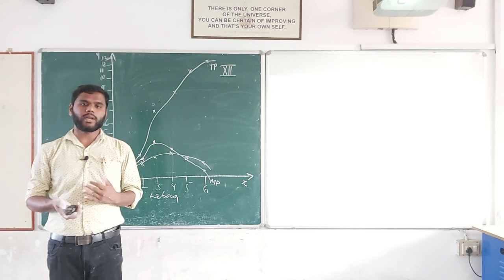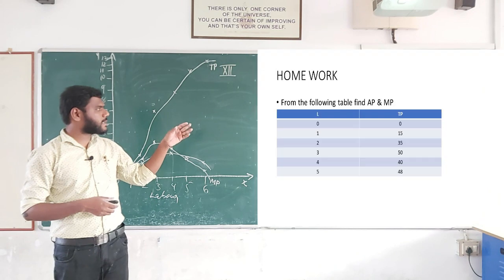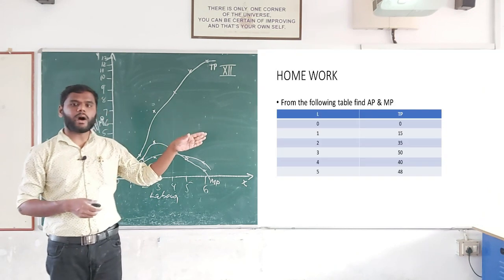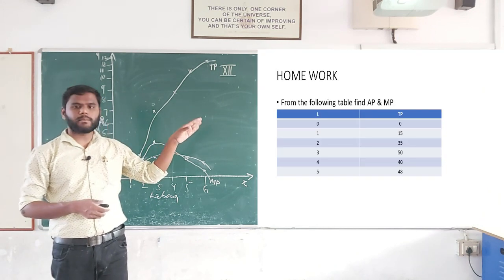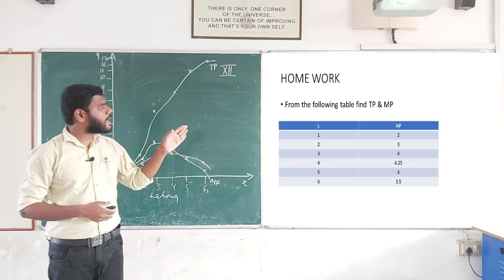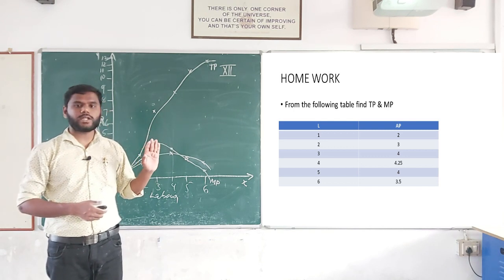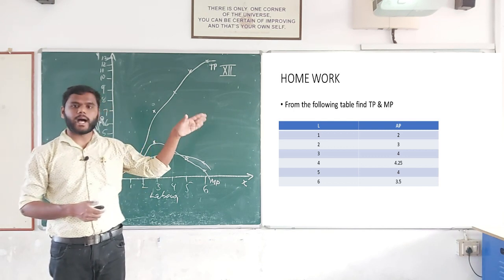If you have any doubt, you can contact me, and this is the homework for you. Here labor and total product are given. You have to find out average product and marginal product. The second homework: here average product is given. Based on this average product, you have to find out total product and marginal product.